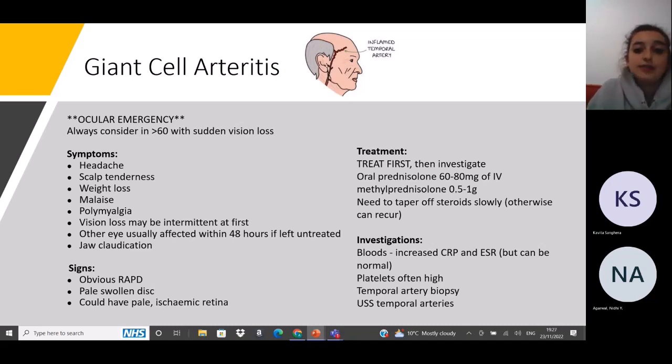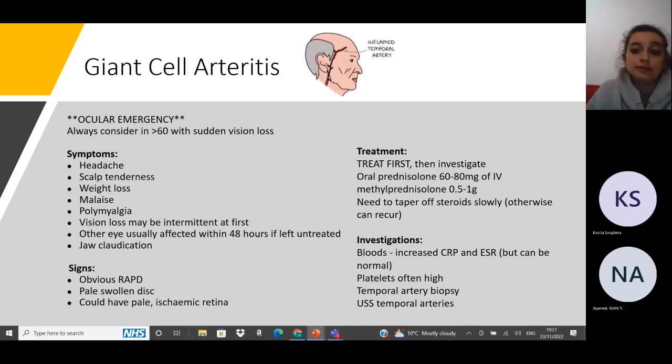At first, the visual loss may be intermittent and then progress, and then the other eye will usually be affected if you leave it untreated. Within 48 hours, the other eye will start having symptoms, and they can also get jaw claudication as well. So in terms of signs, you're going to have RAPD, you can have a pale and swollen looking disc, and you might even have a pale ischemic looking retina.